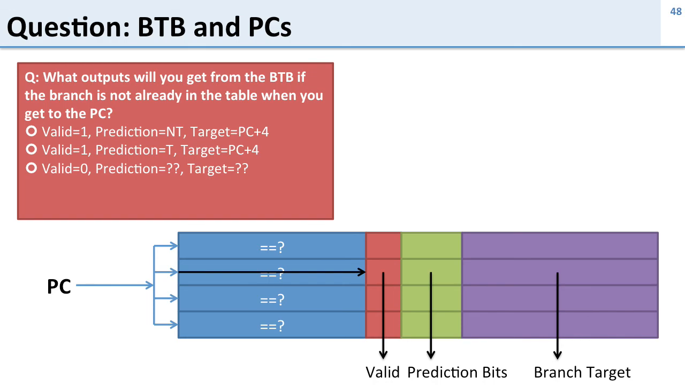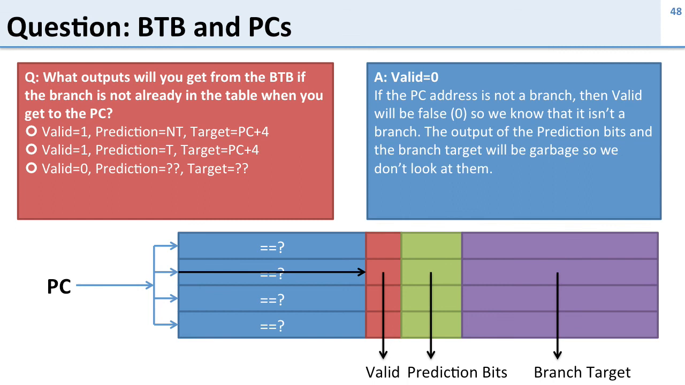So here's a question. What outputs will you get from the branch target buffer if the branch is not in the table when you get to the PC? Well, in this case, the only output we care about is that valid is going to be 0. If the PC address is not a branch, then valid will be false, so we know it's not a branch, and we ignore the rest of the output from the BTB, because the BTB is only taking care of what are branches. So if it's not a branch, then the BTB says it's not a branch and don't pay attention to me because I don't know what I'm talking about.